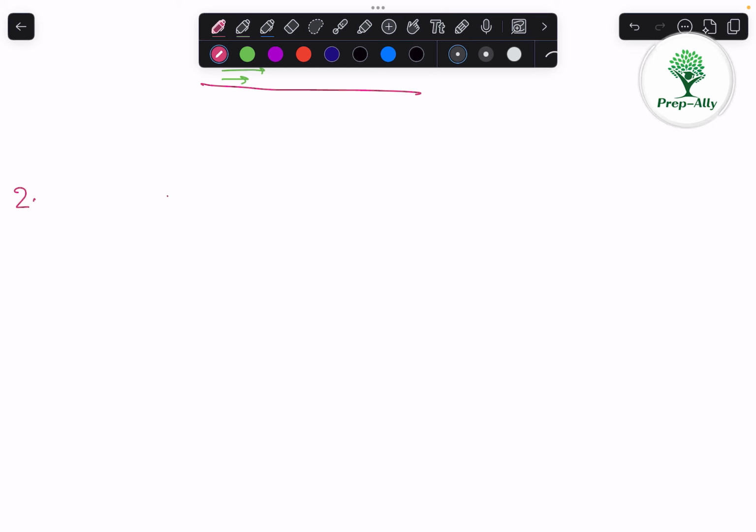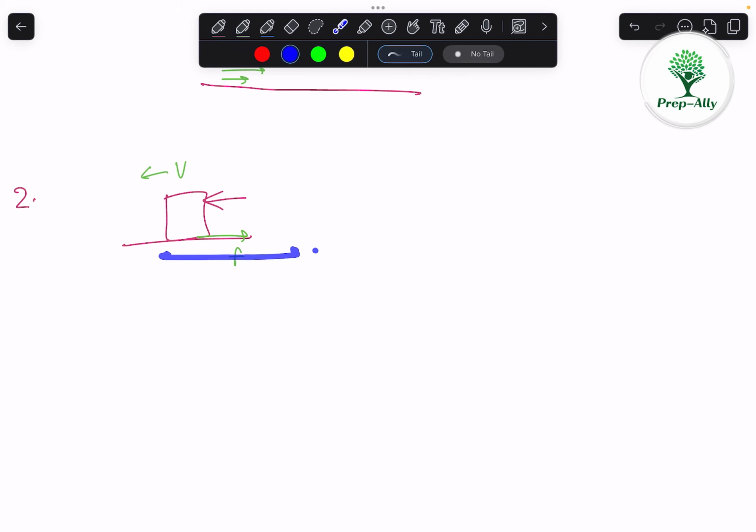In this question, a boy is pushing the box from right to left. External force is in this direction. The block tries to move in that direction. And we know the friction force is always opposite to the relative velocity. If the block is moving in that direction, the friction force will be in this direction. So the answer for this question should be from left to right. This is left and this is right, so left to right is the friction force. So option number B should be the correct answer for this question.